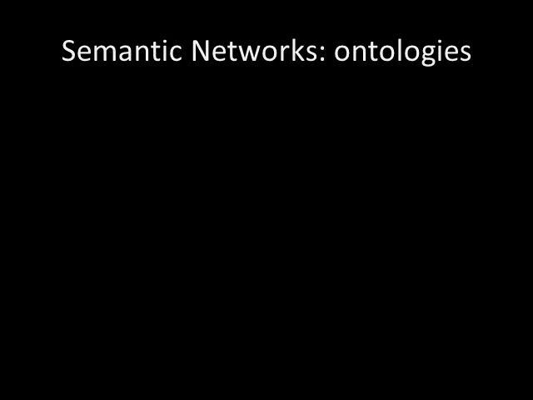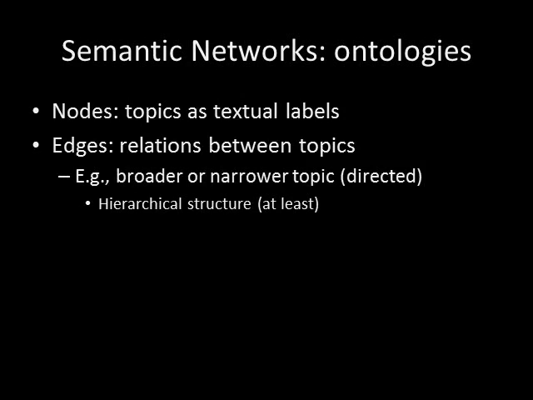So what are we talking about? We talk about semantic networks, talking nodes, in this case, topics. That's textual labels, easy enough. Edges, the relations between these topics. So a classical one we recognize is the broader to narrow topic, so it's a directed one from broad to narrow. What's within biology, could be microbiology, and so forth.